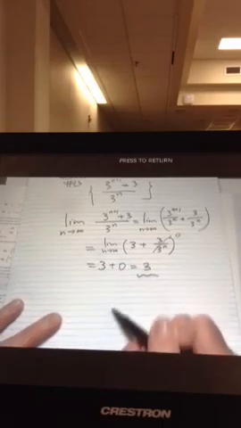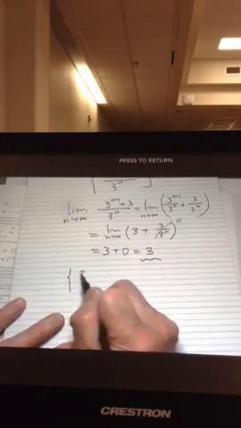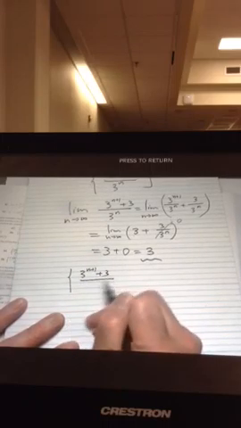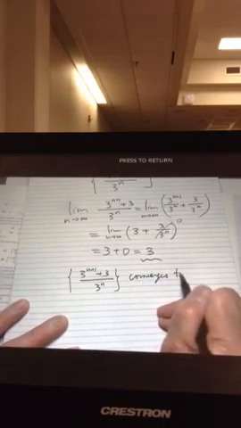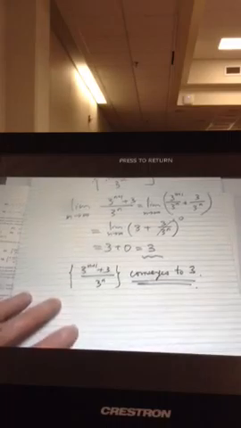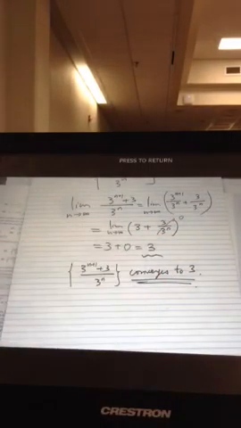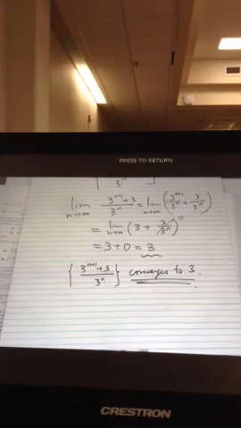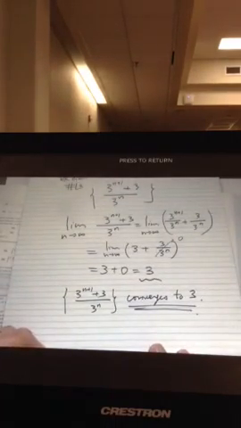So that's the answer. This sequence converges to 3, because the limit exists. And the limit is so simple, I just used algebra. All right, so let me see what else we can do. How about number 19? Number 19.